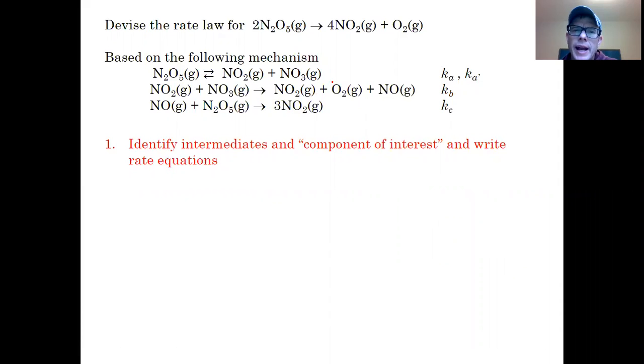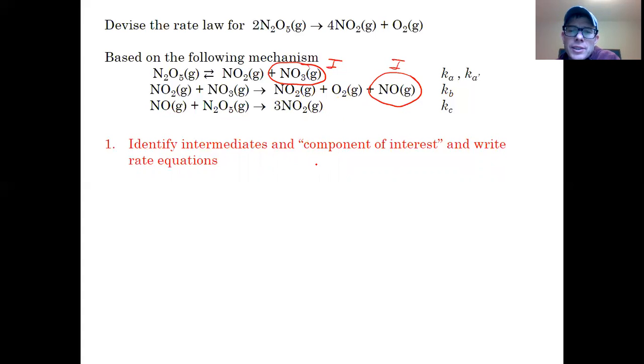So here's my reaction, N2O5 making NO2 and O2. I can go through and look at these, and looking at it, NO3 is an intermediate. I make it here and eat it up here. Going across, NO, right? Also an intermediate. Used up here, N2O5. So those are my two intermediates in this mechanism.